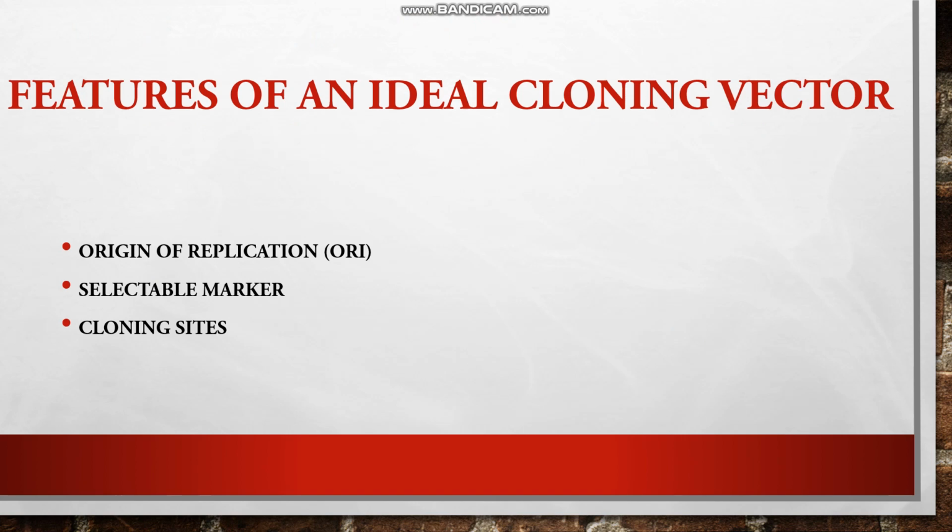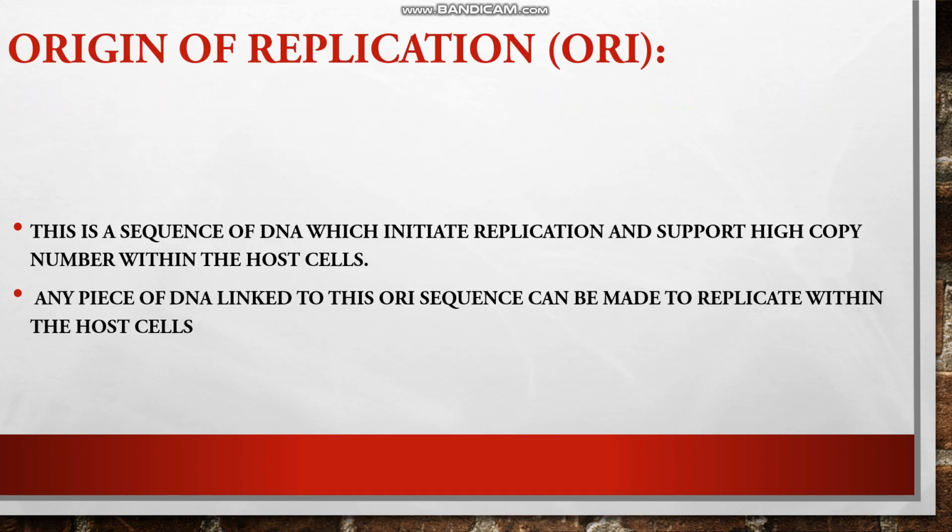Now, what are the features of an ideal cloning vector? The three essential features are origin of replication or ori, selectable markers, and cloning sites. First, origin of replication or ori. This is a DNA sequence which initiates replication, and this sequence should support very high copy numbers within the host cell. So, any piece of DNA linked to this ori sequence can be made to replicate within the host cell. So, this ori should support very high copy numbers per cell.